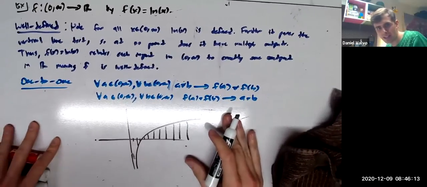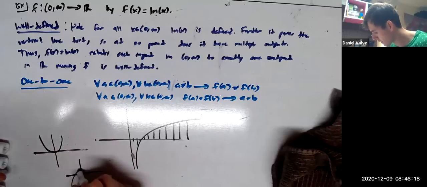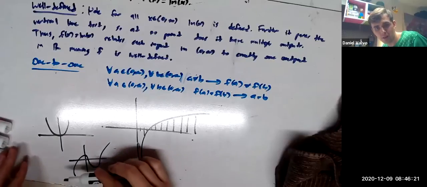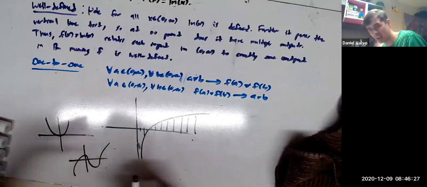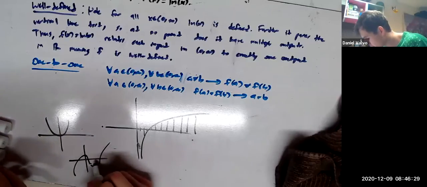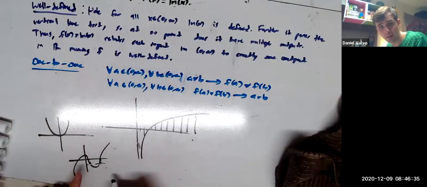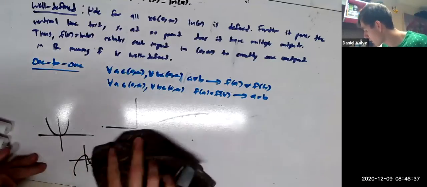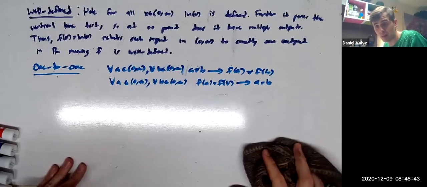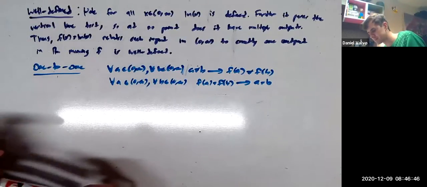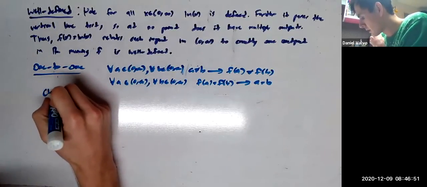A function that's not 1-to-1 might look like this, or it might look like this. The point is it'll fail the horizontal line test. It has to, if it's not one-to-one, because it has to have two points from different inputs, different x values, but with the same y value. But that's not how our ln function looks. Our ln function looks like for any two distinct x values, we'll have distinct y values. So I should have proved that. So the claim is that f is 1-to-1.